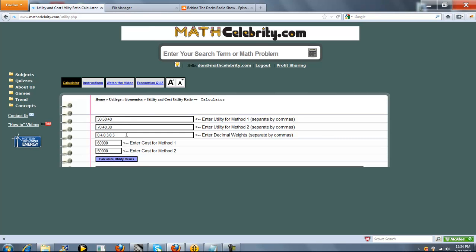Next is the weights. So if you're given a percentage weight, we'd like you to make it a decimal. So this is the weight for each utility in the methods. Next is the cost for method 1, and finally is the cost for method 2. When you're all set with your entry items, go ahead and press calculate utility items.